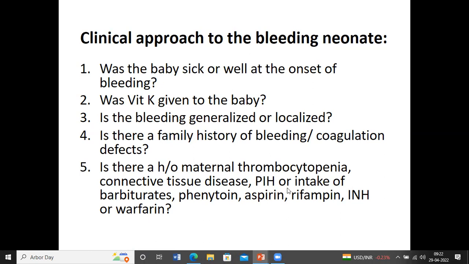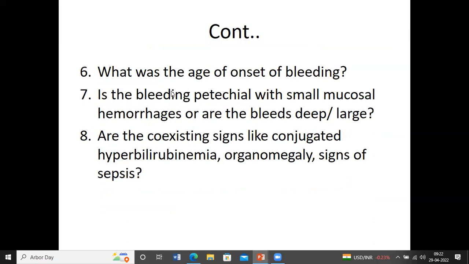And also ask for any intake of drugs by the mother, which can cause increased chances of bleeding in the newborn. Apart from this, also look at the age of the bleeding. Early onset bleeding can be due to asphyxia, etc. But when the child comes late, it may be due to sepsis, etc.